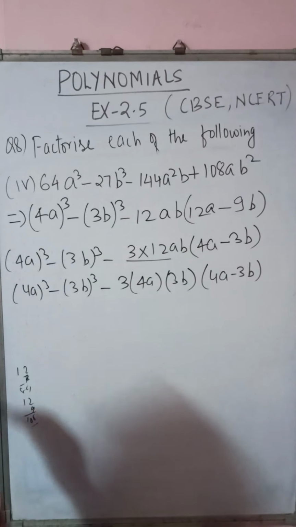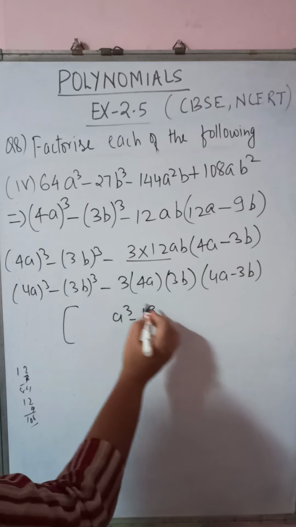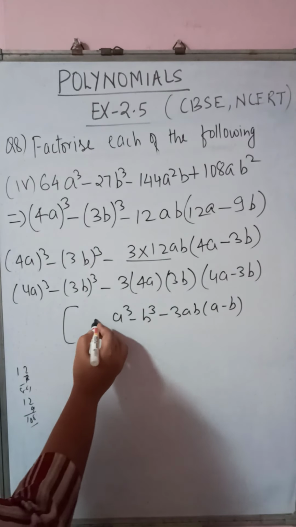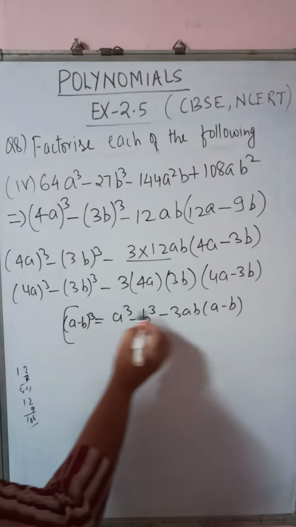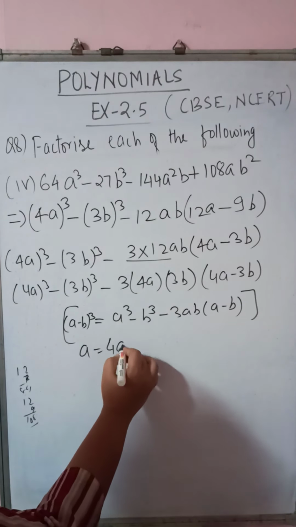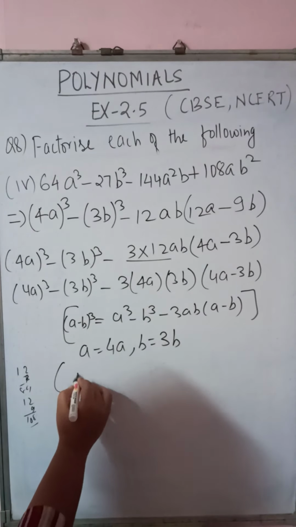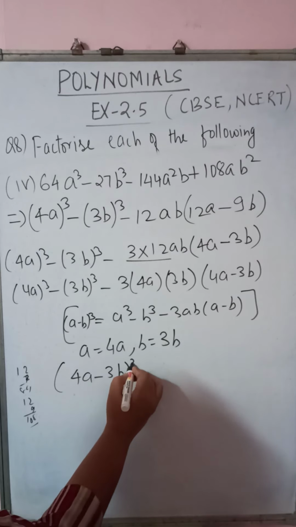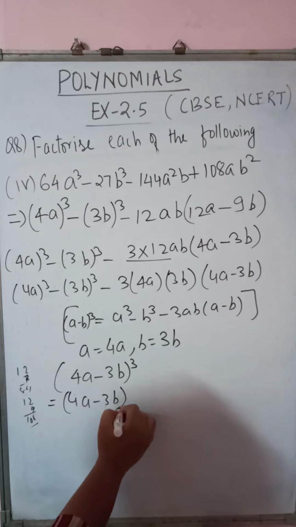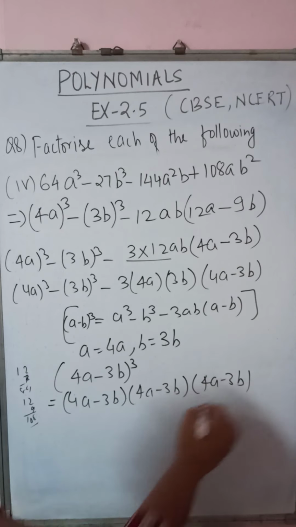Now again we will compare with the general form. a cube minus b cube minus 3ab into a minus b is the expanded form of a minus b the whole cube. Now what is a here? 4a. And what is b here? 3b. So you can write this as a minus b the whole cube. So the answer will be 4a minus 3b, 4a minus 3b, 4a minus 3b. So this question is done.